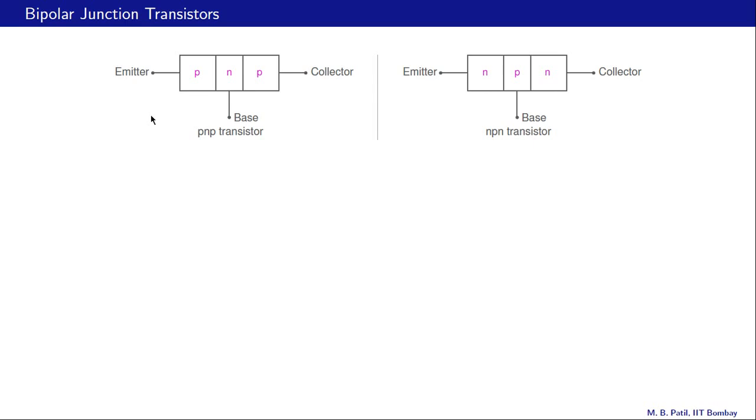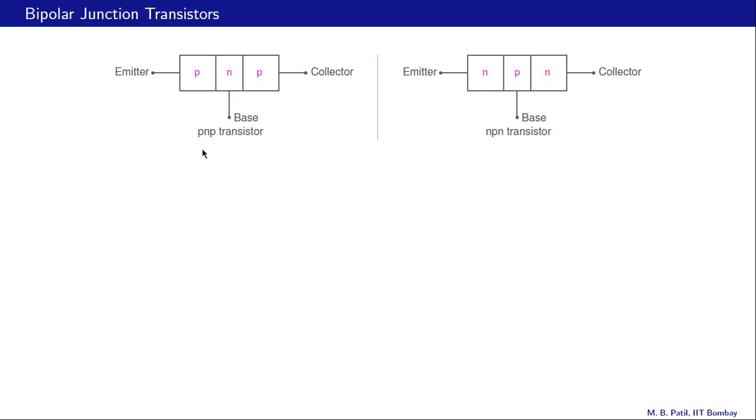Let us start our discussion of the bipolar junction transistors, or the BJT in short. BJTs are of two kinds, PNP transistor and NPN transistor. In the PNP transistor, we have a p-type semiconductor region followed by an n-type region and then a p-type region again. Here we have an n-type region, then p-type region, and again an n-type region. And in both cases there are three contacts: emitter, base, and collector.